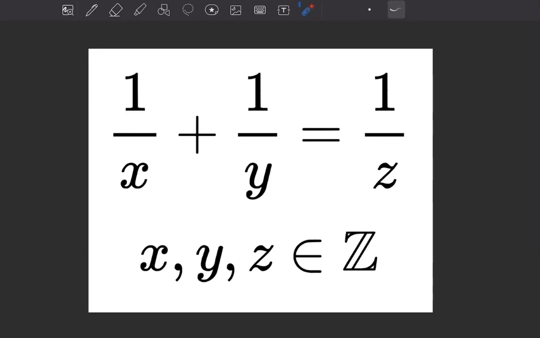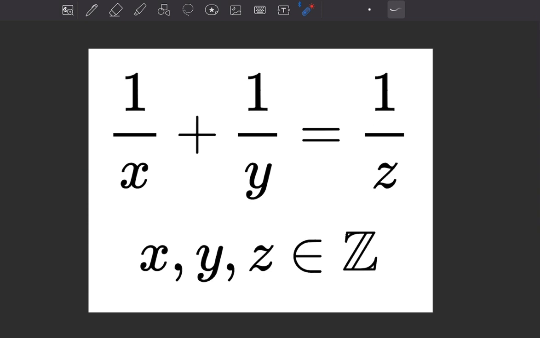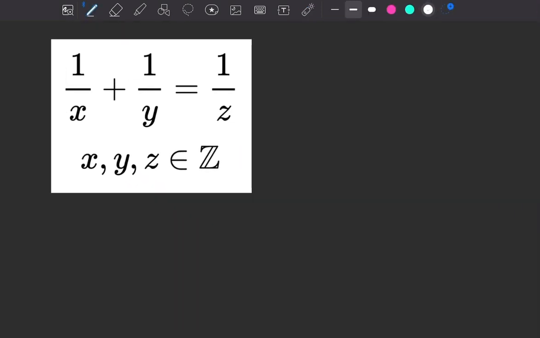Nice little algebra problem. We've got 1/x + 1/y = 1/z, where x, y, and z are all integers. So we'll start by rearranging for y. What we can say is 1/y = 1/z - 1/x.